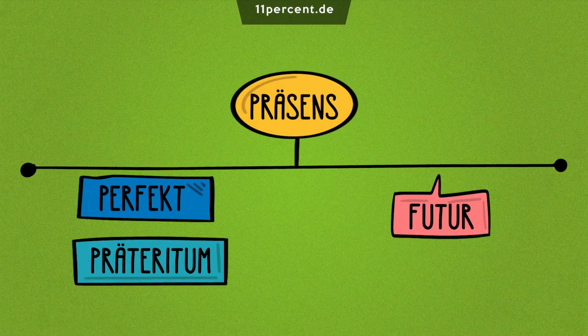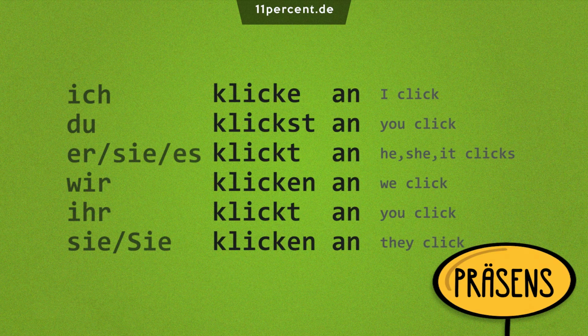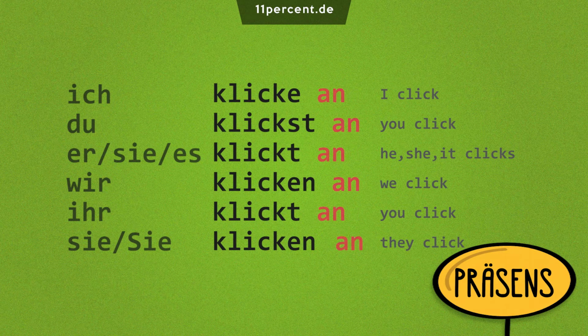Anklicken is one of those verbs that will get a little bit out of hand. Yes, unfortunately, it's a separable one. Ich klicke an. Du klickst an. Er klickt an. Wir klicken an. Ihr klickt an. Sie klicken an. As you can see, the prefix an gets detached from the rest of the verb and thrown at the end.